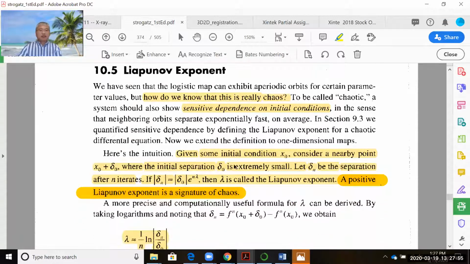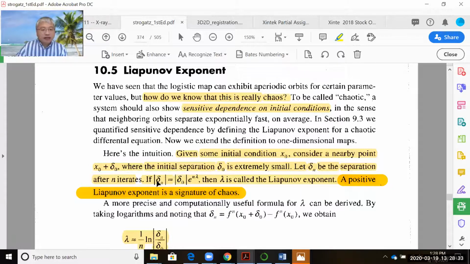Quantitatively, let's say given an initial condition x0, and consider a nearby point, very close by, a small deviation from x0, delta 0, a small quantity. And then we iterate these two initial conditions n times. After n iterations, delta n is the separation between them. So delta 0 is the initial separation. Both of them iterate one time, you get delta 1, and so on and so forth.